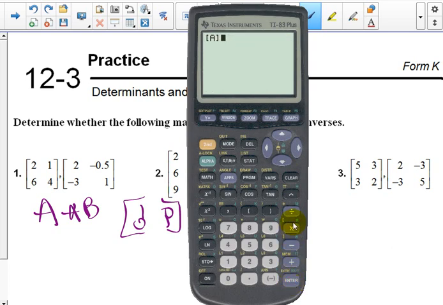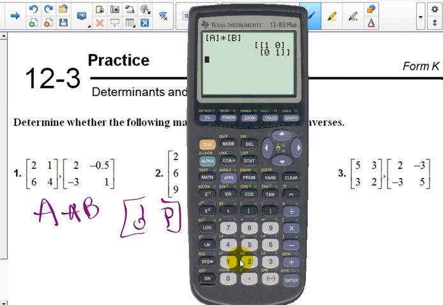And now hit your multiply key, times, and now pull up matrix B. So matrix, I'm going to use my cursor key to go to 2. So now it's on B and press enter. So now it looks like matrix A times matrix B. Press enter one more time, and it gives you the answer.